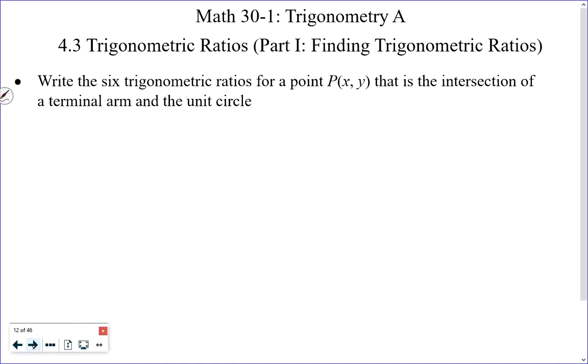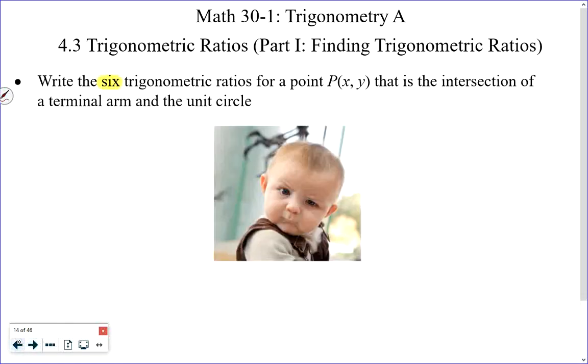So we're going to have to write the 6 trigonometric ratios for a point. It doesn't say it's a point on the unit circle. It just says a point, the unit circle. And then we'll do it with non-unit circles. Sine, cosine, tangent, but there's 6. There's actually 6 different trigonometric ratios, not just 3. And you haven't been told about those other 3 before. And we're going to get to that today.